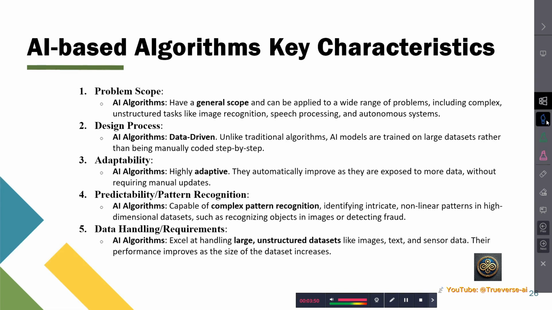Let's see. First, it is the problem scope. AI-based algorithms have a broad general scope. They can be applied to a wide range of problems, including those involving complex, unstructured tasks like image recognition, speech processing, autonomous systems. For example, AI algorithms excel in scenarios where the problem is not well defined or where the input data is unstructured, such as interpreting images, video, large-scale sensor data. This flexibility is a major advantage over traditional algorithms, which are often limited to a specific structured task. So this is the problem scope.